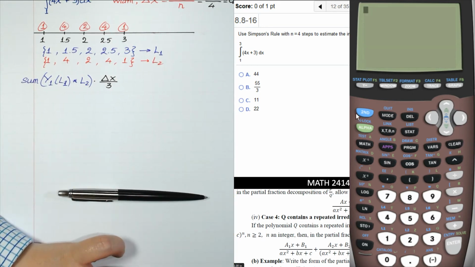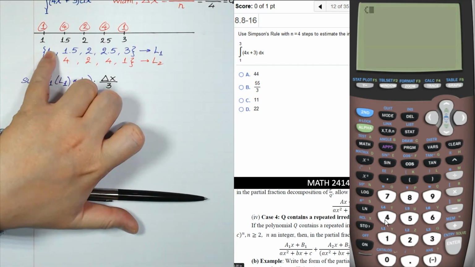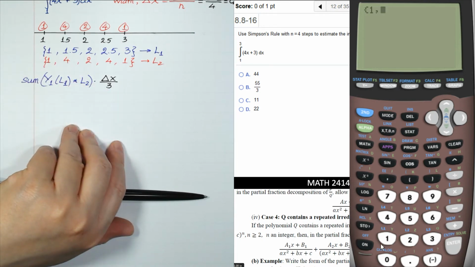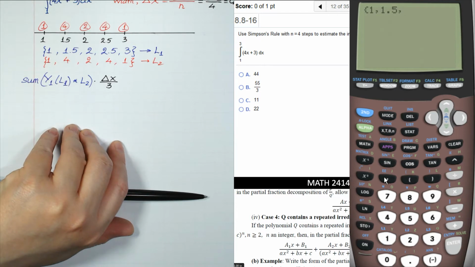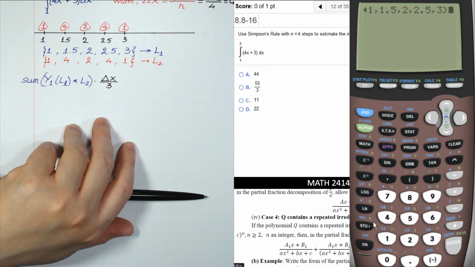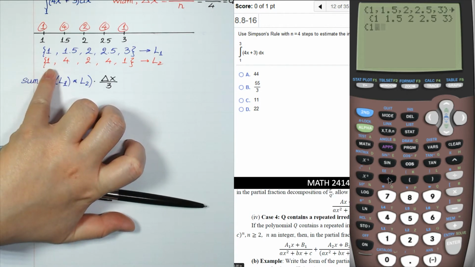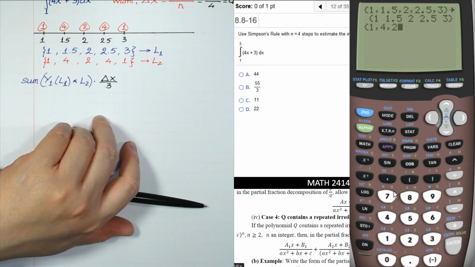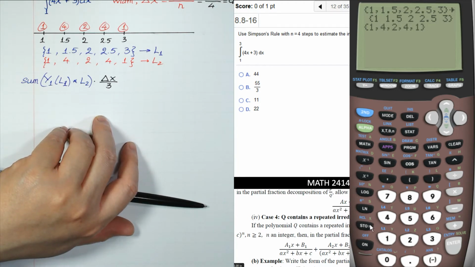So we start with numbers 1, 1.5, 2, 2.5, and 3. Store that into list 1. And then we have 1, 4, 2, 4, 1. Store that into list 2.